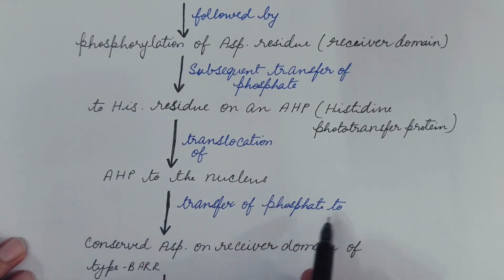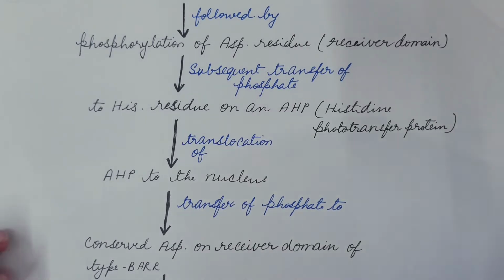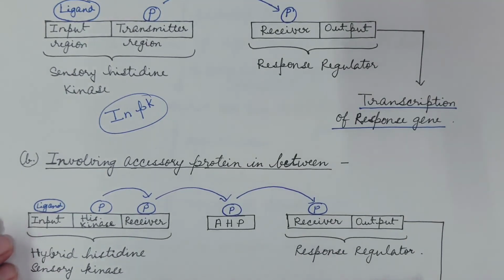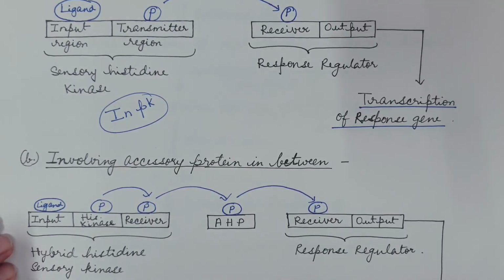Then the phosphate group is transferred to the conserved aspartate residue present on the receiver domain of type B ARR. This leads to activation of type B ARR. Then phosphate group is transferred to the aspartate residue present in the receiver domain of the response regulator. Here it is type B ARR. This then activates type B ARR.